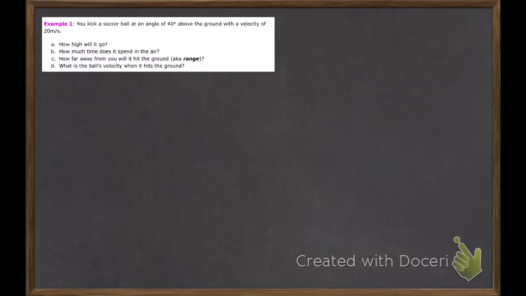Alright, so for this question, it says, you kick a soccer ball at an angle of 40 degrees above the ground with a velocity of 20 meters per second. You want to calculate how high will it go, how much time does it spend in the air, how far away from you will it hit the ground, aka the range, or the x displacement, and what is the ball's velocity when it hits the ground. These are all questions that we can answer now that we understand exactly what's going on with projectiles.